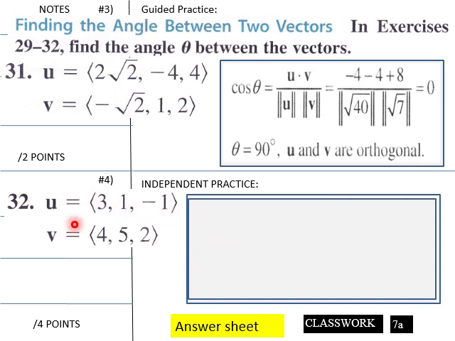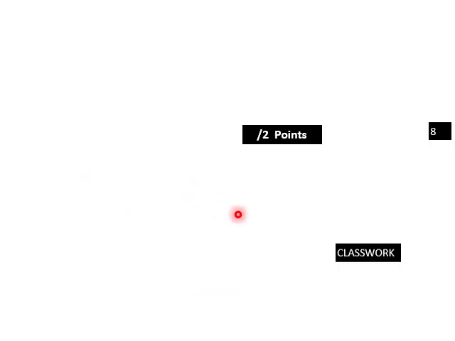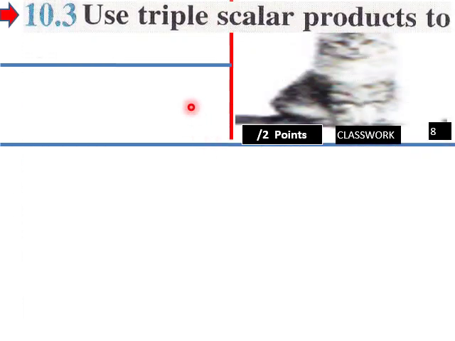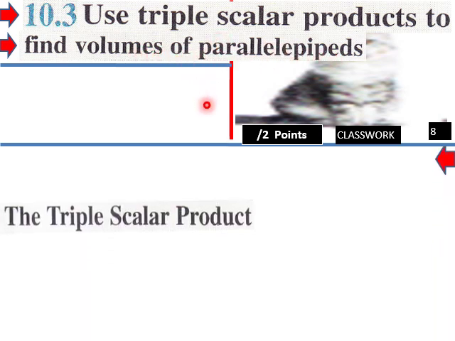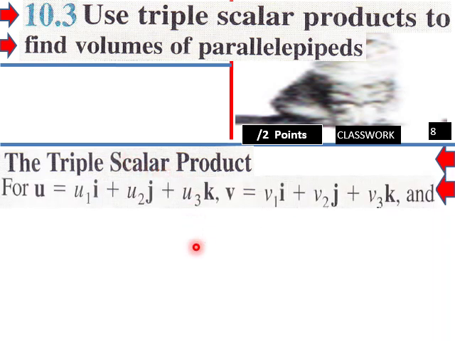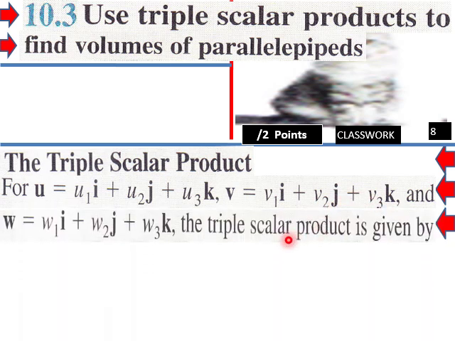So do the same thing down here, students, with this here. And on we go into 10.3. Use triple scalar products to find volumes of parallelepipeds. I can't say that word. Parallelepipeds. So to find volumes of parallelepipeds, the triple scalar product for u is u1i plus u2j plus u3k. V would be v1i plus v2j plus v3k, and w would be w1i plus w2j plus w3k.